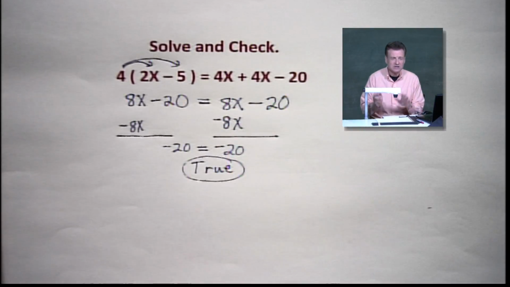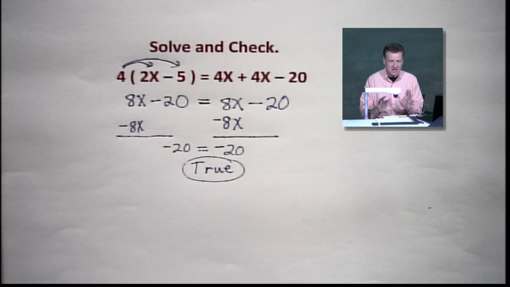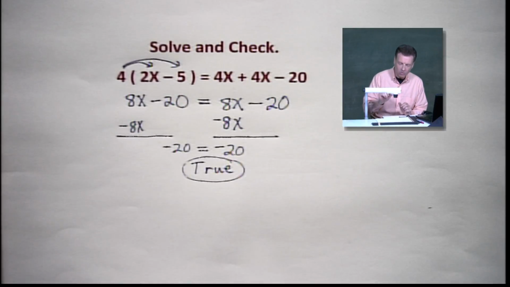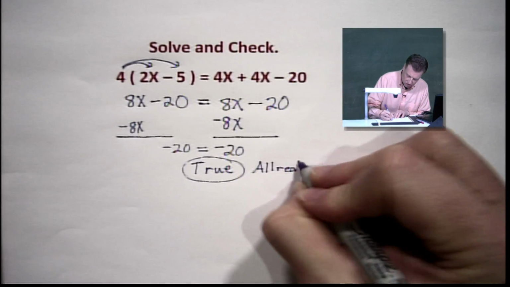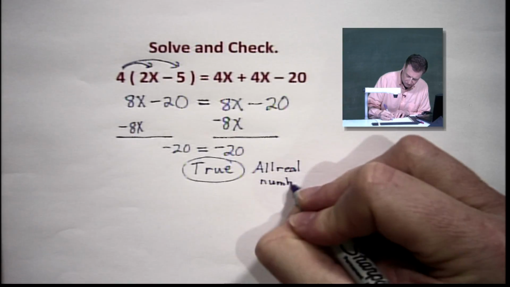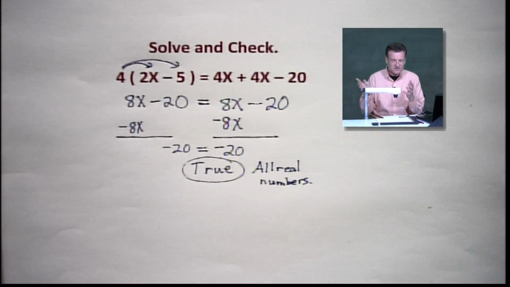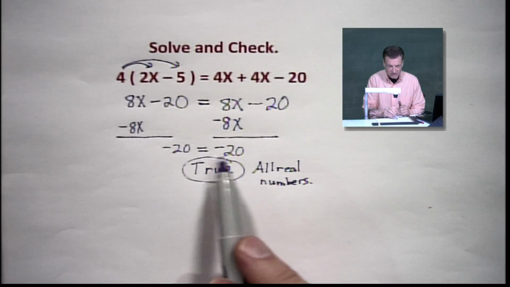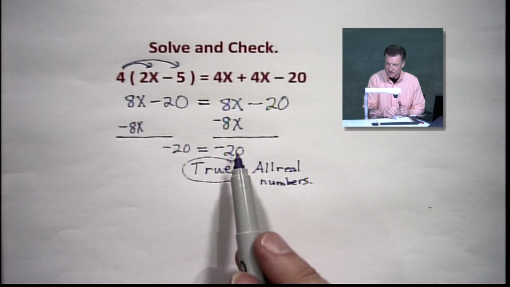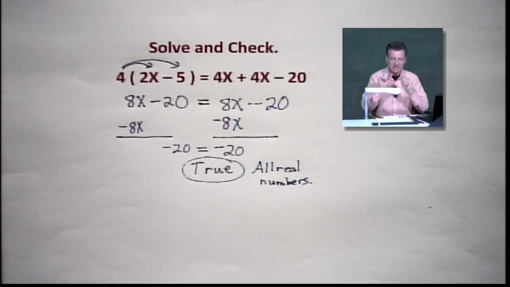Negative 20 is equal to negative 20. So, what does that mean? That means no matter what number I pick for x, it's going to work. So in this case, the solution will be all real numbers. It's kind of like that statement, it's either all or nothing. When the variable disappears, either everything is going to work or nothing is going to work.